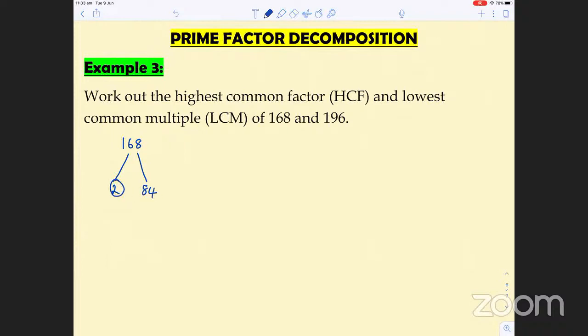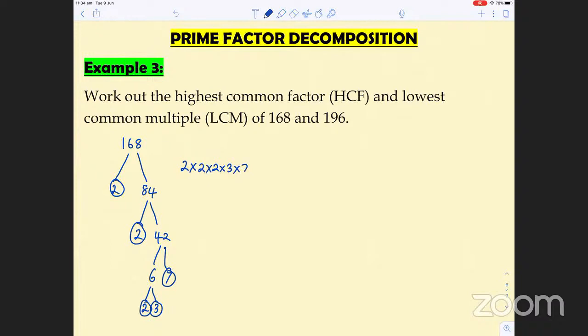Circle the 2 because it's a prime number. Numbers that multiply together to give you 84 would be 2 and 42. Again, we can circle the 2 because it's a prime. 42, numbers that multiply together for that one would be 6 and 7. Circle the 7 because it's prime. And for 6, we've got 2 and 3, and we can circle both of them. So writing 168 as a product of its primes would be 2 times 2 times 2 times 3 times 7.